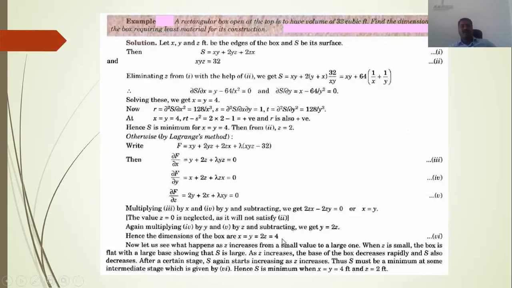Now plug this into the constraint. What happens? Plug into the constraint, then it will pop out x equal to 4, meaning y equal to 4, meaning z equal to 2.